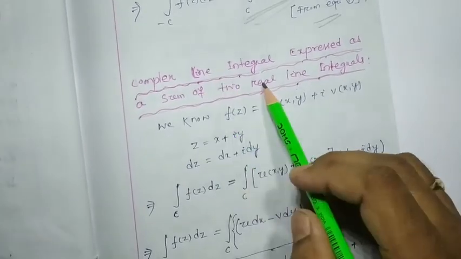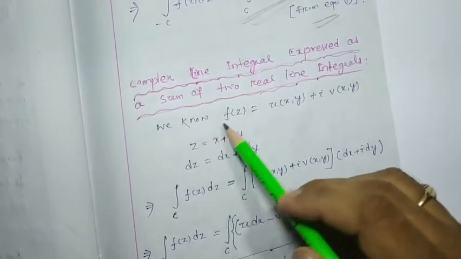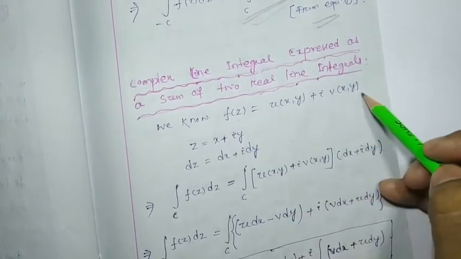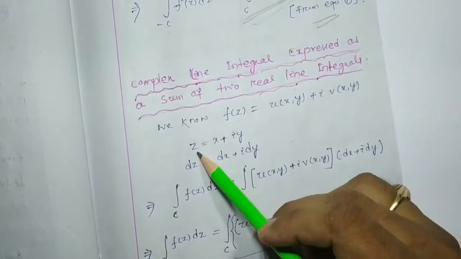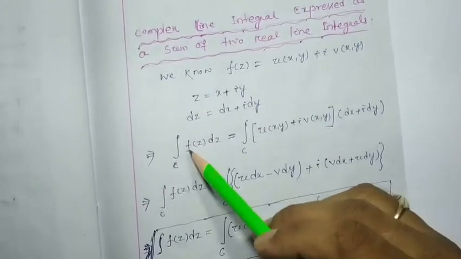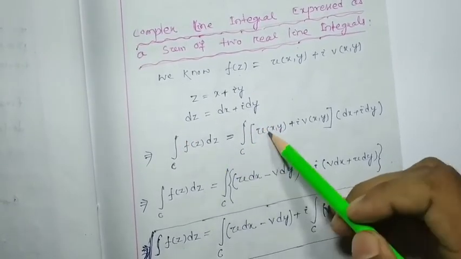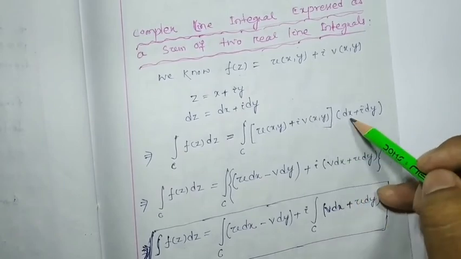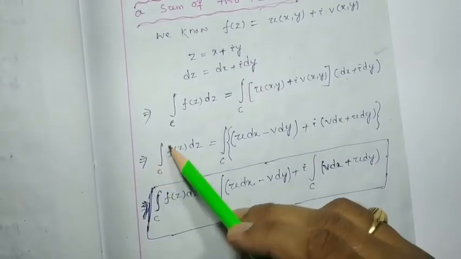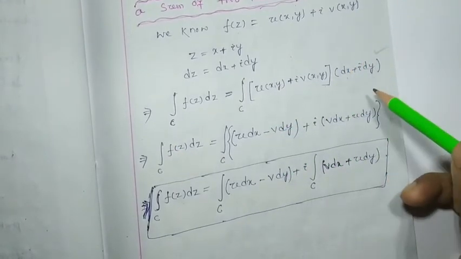Now, a complex line integral expressed as the sum of two real line integrals. We know that f(z) can be represented by u(x,y) plus i v(x,y). Here z equal to x plus iy, so dz will be dx plus i dy. So the contour integration of f(z) dz will be equal to the contour integration of u(x,y) plus i v(x,y) into dx plus i dy.